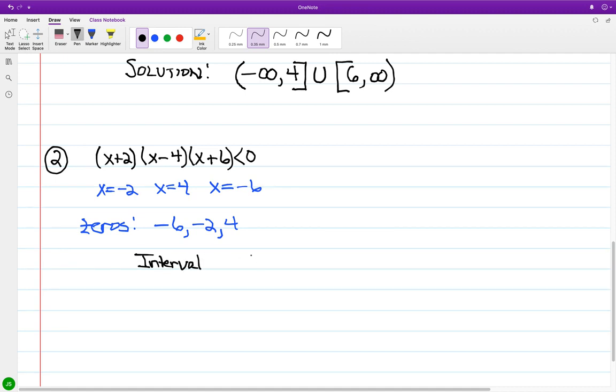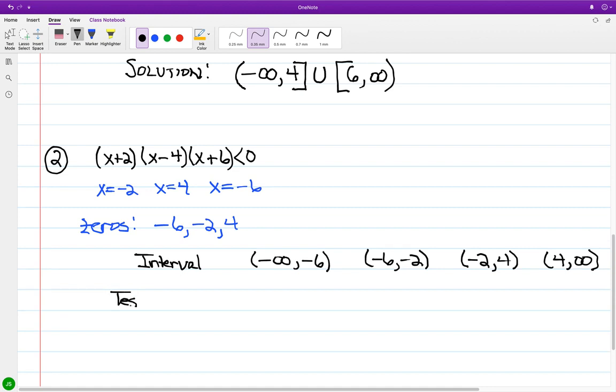And again, among our intervals, we have starting from negative infinity, approaching but not including negative 6. And then going past negative 6, approaching but not including negative 2. Then going past negative 2, approaching but not including 4, and with 4 as the highest 0, going past that and heading on out to infinity. Okay, and again, we're going to insert tested values.